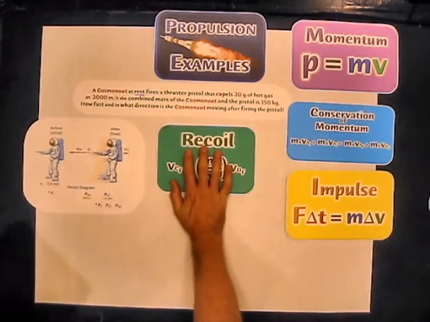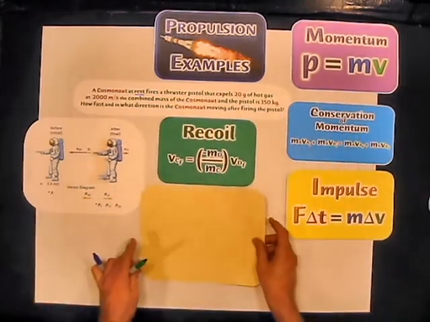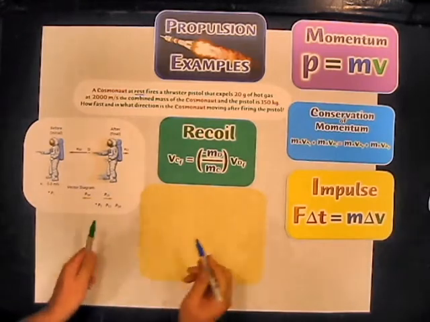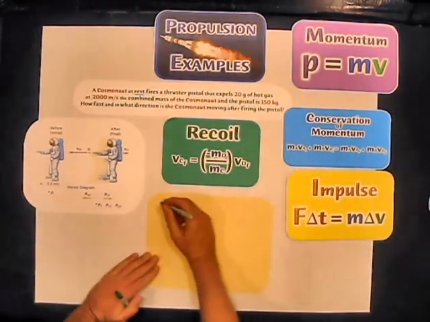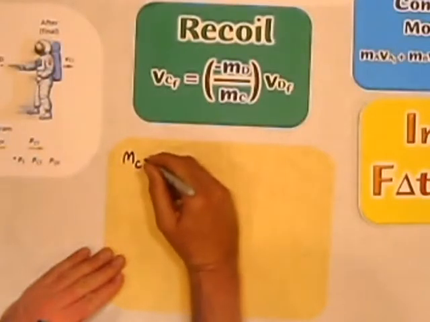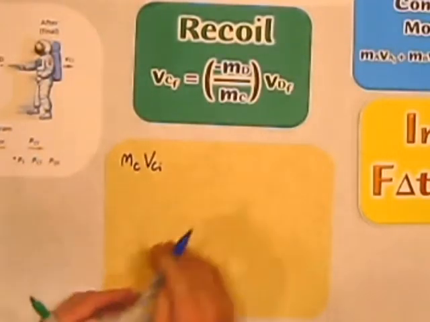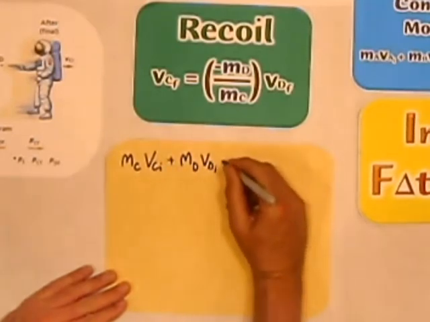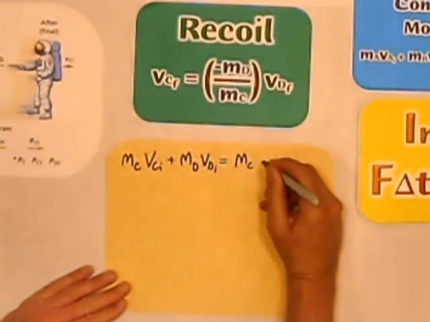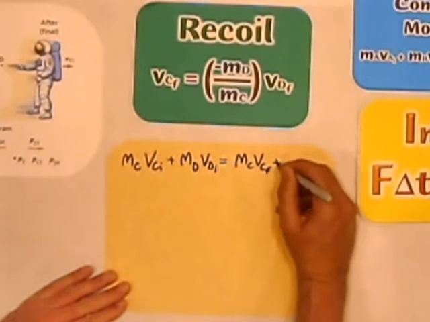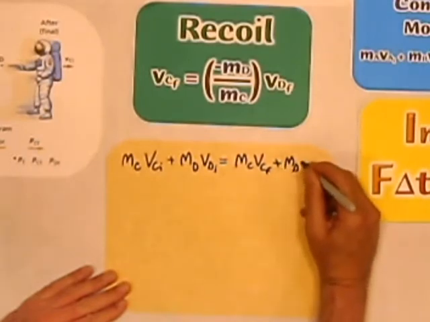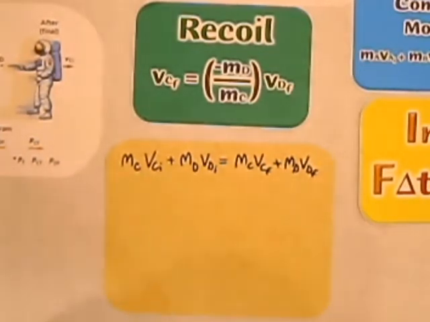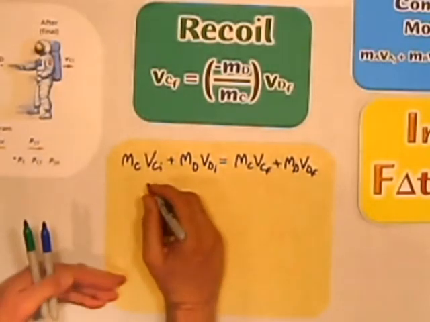Let's try to derive the recoil equation from the conservation of momentum equation. But we've got to change the A's to C's and the B's to D's. So let's just do that first. I'll rewrite this exact equation with MC VCI plus MD VDI equals MC VCF plus MD times VDF.